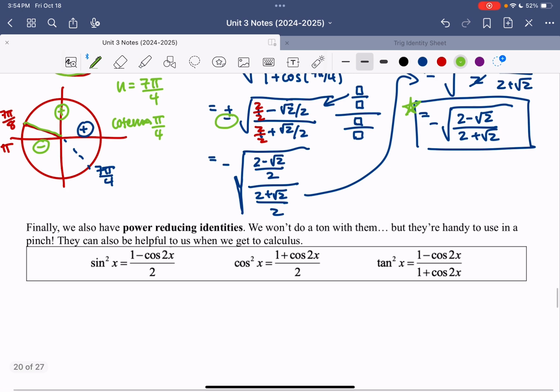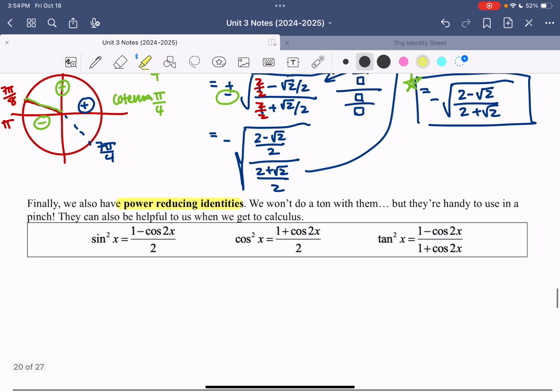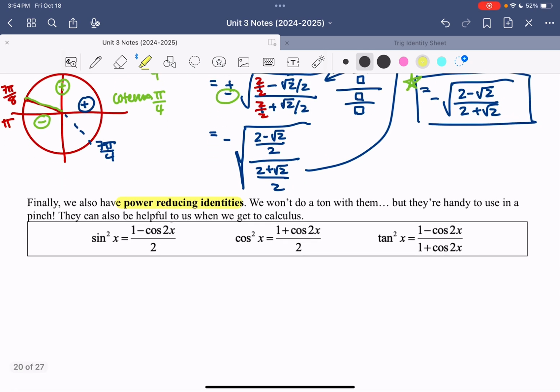Okay, the last one that we have are the power reducing identities. And I'm going to be honest, we don't do a ton with them, but they are handy in a pinch, and they can also be helpful to us when we get to calculus. So the power reducing identities' purpose is that we know that sine squared x can be rewritten so there are no exponents or powers in it. So we have 1 minus cosine of 2x over 2. Cosine squared x is 1 plus cosine of 2x over 2. And tangent squared x is equal to 1 minus cosine of 2x over 1 plus cosine of 2x.